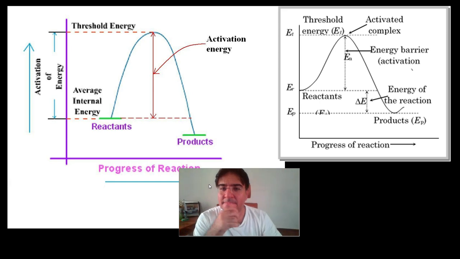Do you see? That is called the activated complex. Energy barrier, because the reactants got to this place. ER for energy of reactants. EA for energy of activation, and ET for threshold energy.